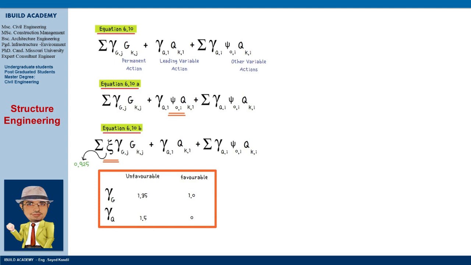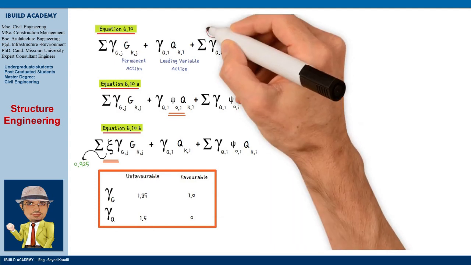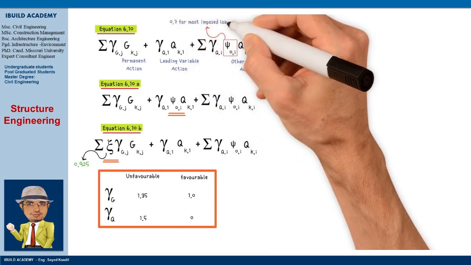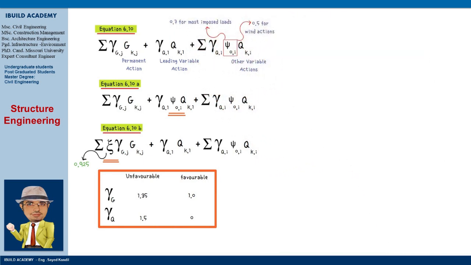In accordance with Table A1.1 of the National Annex, for buildings, the psi0 value is 0.7 for most imposed loads and 0.5 for wind actions. First of all, we have option 1, where we're going to be using equation 6.10.